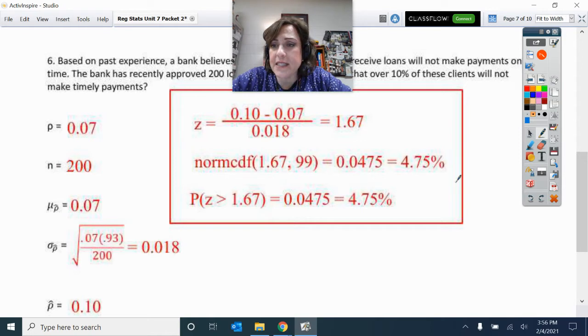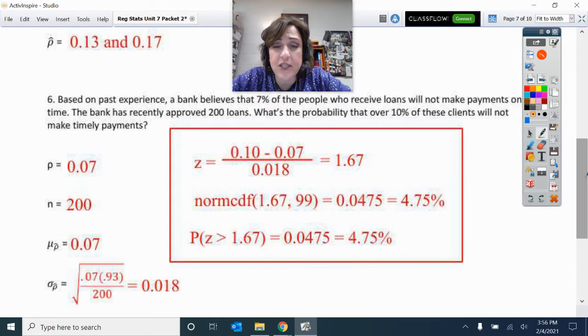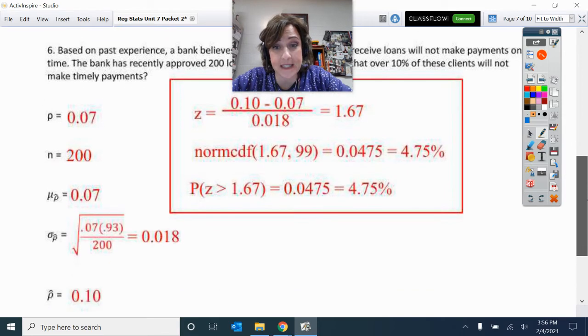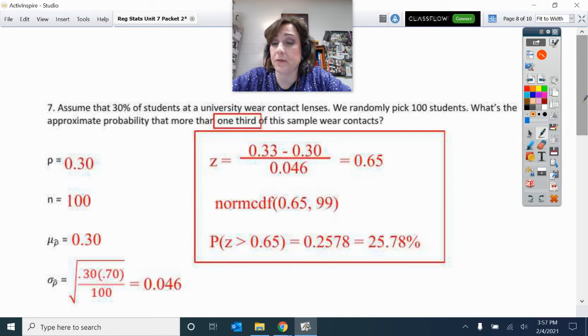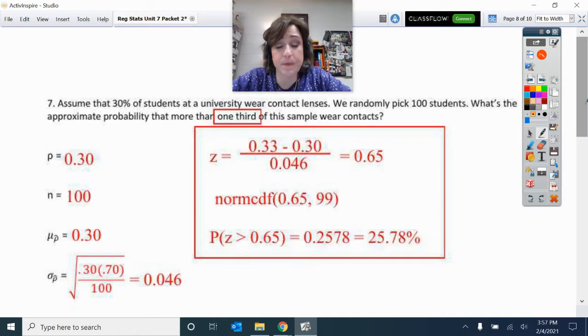Okay. But it does say, does this ask for proportion? Yeah. What's the probability that you get a sample with over 10% of clients not making timely payments? And that's 4.75%. All right. Next, number 7. We have a random selection of 100 students. In the past, we know that about 30% of university students wear contacts, but maybe they got a sample that had 1/3 in it.